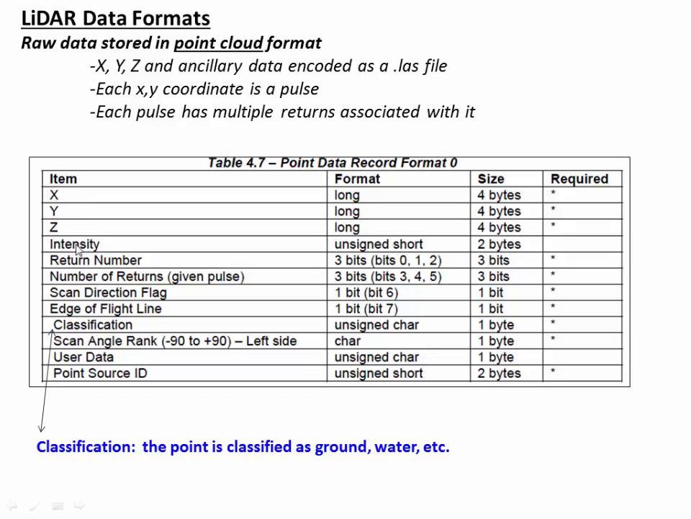It has the intensity, and in this case it has the return number. So this would be perhaps the first return, the second return, the third return, how many total returns, and importantly here, it would also have the classification. So it's quite common that LiDAR data is classified in terms of whether it was deemed water, whether it was deemed forest, or other categories.